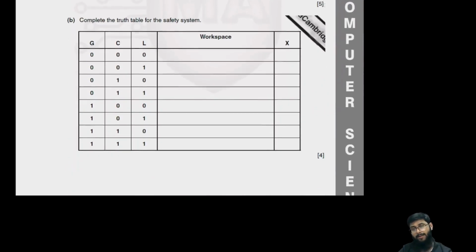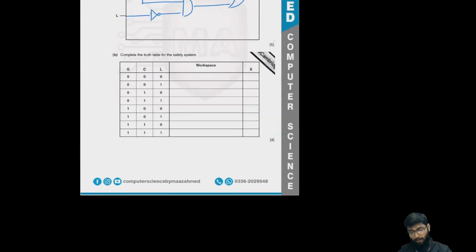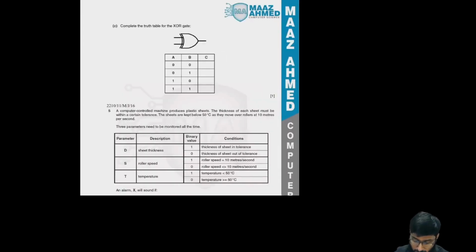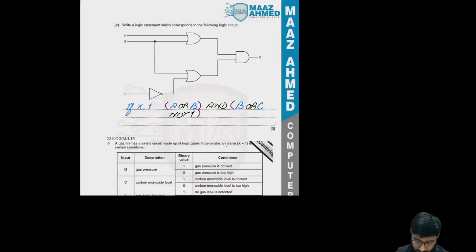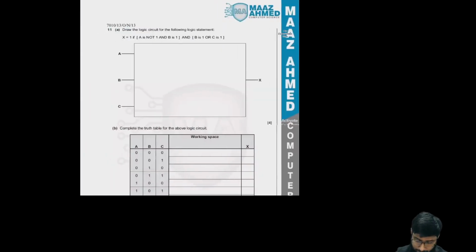Then again the truth table has been asked of you. Multiple times you are asked to complete the truth table and all. Okay, now there is one more question that is remaining. The type of question that is remaining is quite an interesting one.